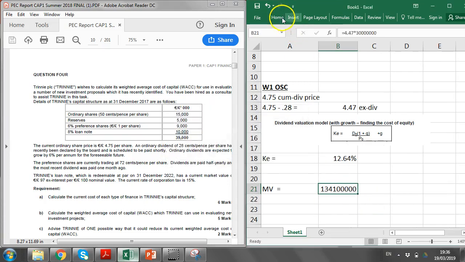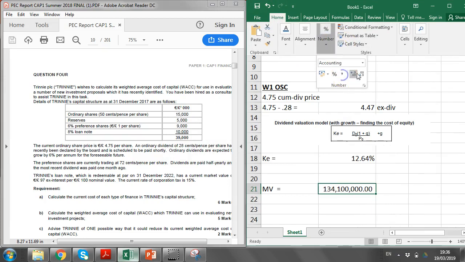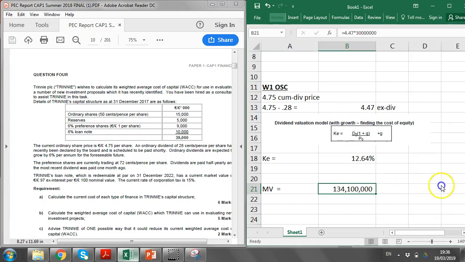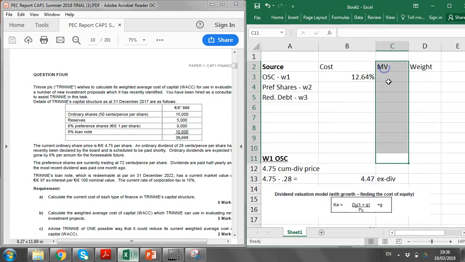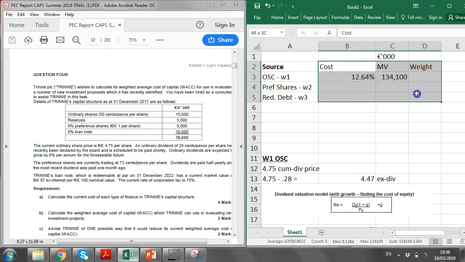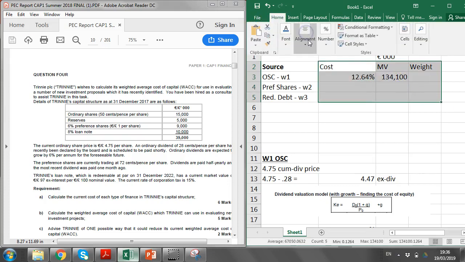So your market value there, I'll just tidy it up, is 134.1 million. So just slot that in, and you have your ordinary share capital complete. 134,100. So I'm just dropping the last 3 zeros, and you can make that easy for yourself in the exam as well. As long as you're consistent with all 3, you're not going to lose marks. So your equity is 134.1.